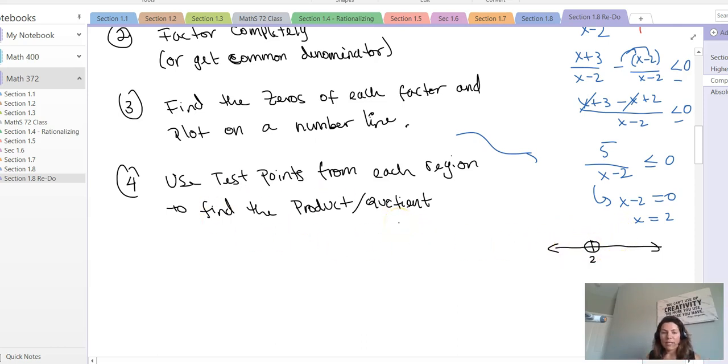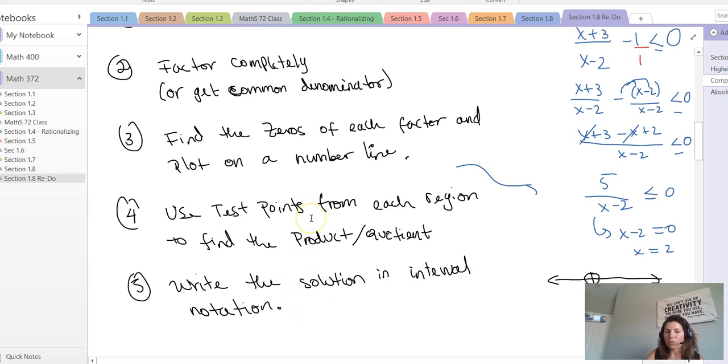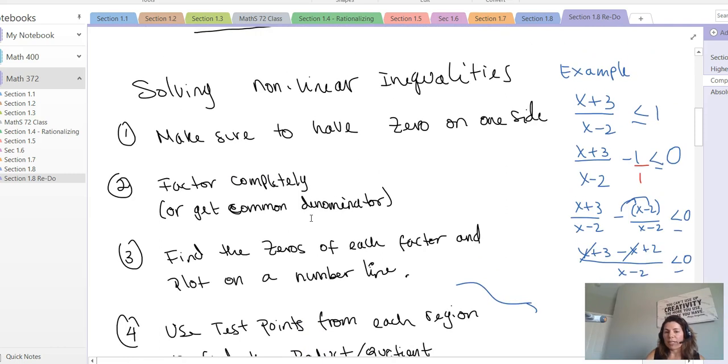And then the last thing will be write the solution in interval notation. And that will be how you solve a higher order or a nonlinear inequality.